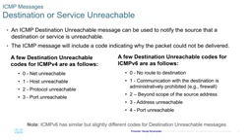Destination or service unreachable. An ICMP destination unreachable message can be used to notify the source that a destination or service is unreachable. The ICMP message will include a code indicating why the packet could not be delivered. A few destination unreachable codes for ICMP version 4 are 0, 1, 2, 3. So 0 is net unreachable, 1 is host unreachable, 2 is protocol unreachable, and 3 is port unreachable.